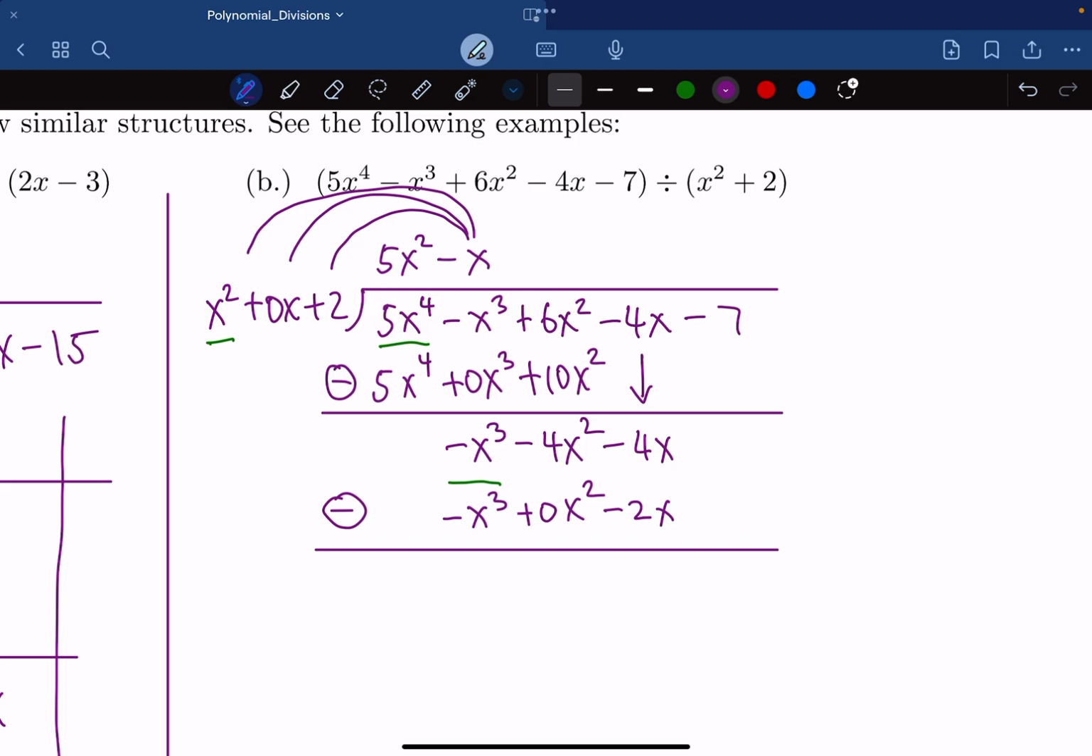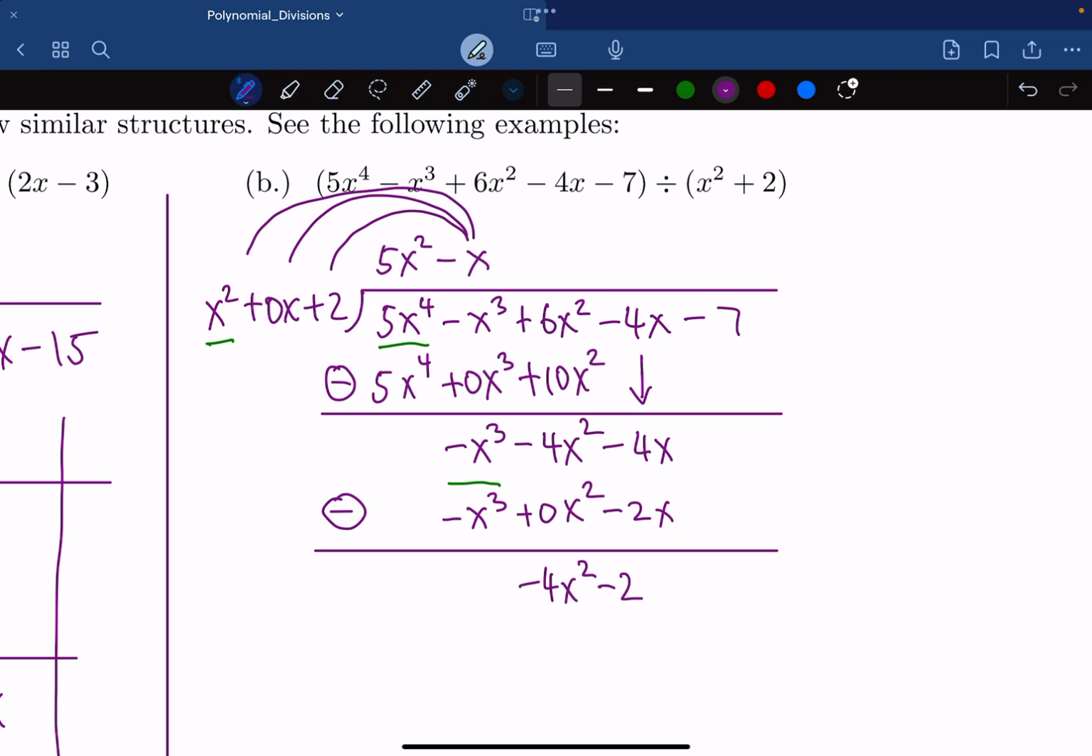The negative x cubed, they go away. Negative 4x squared minus 0x squared, nothing happens, so negative 4x squared. Negative 4x minus negative 2, right? Again, the double negative becomes a positive, so I have negative 2x. And I drag down the minus 7.